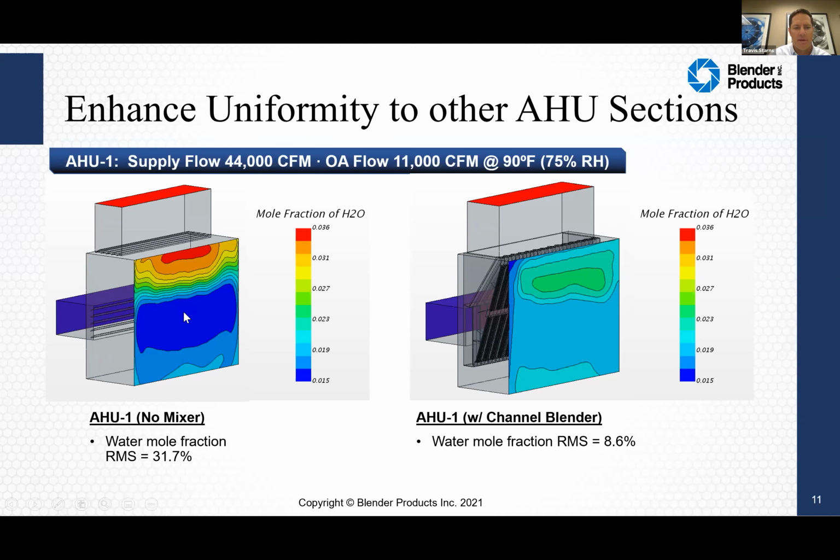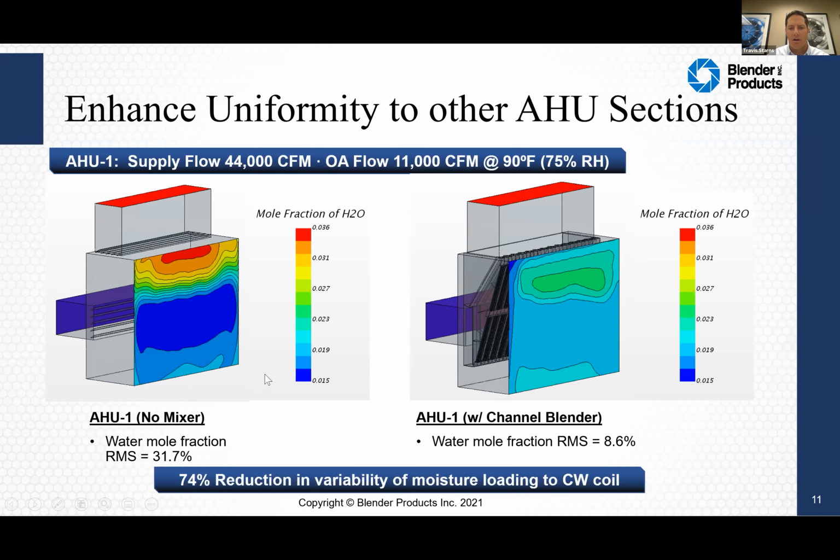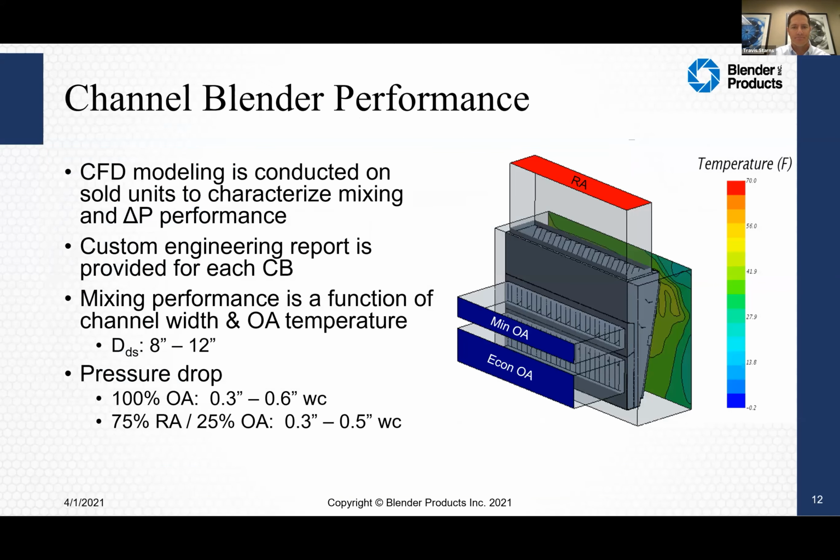So we take that same base case where we have outside air coming in at 90 degrees with 75% relative humidity, and we install a channel blender. We've reduced the variability of moisture loading to that coil so it can knock out water in a more uniform manner, and they have better control of moisture levels inside those occupied spaces. And I've got a case study that'll speak to that later on here.